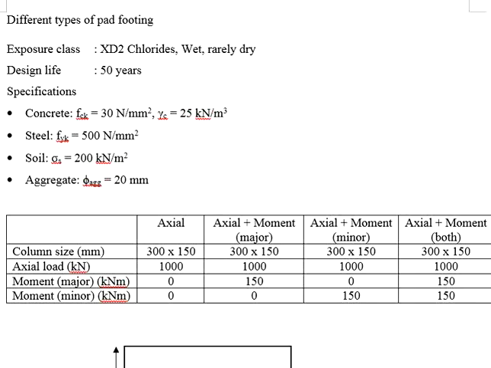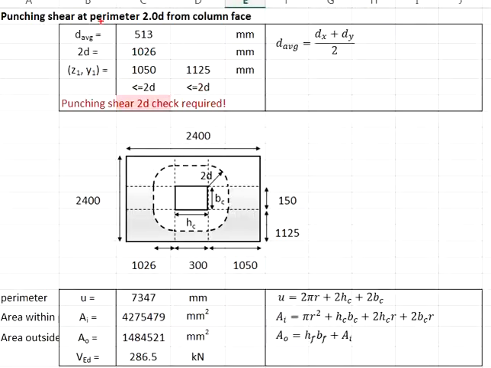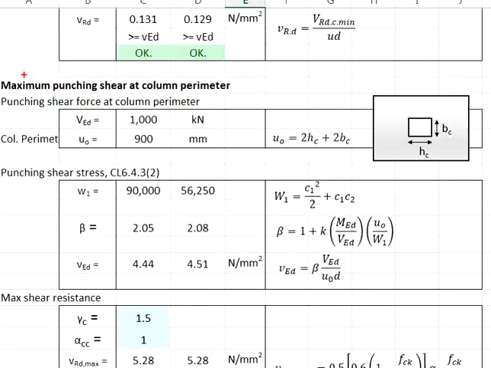Hi, let us continue with our design example of the pad footing subjected to axial loads together with the moment acting in both the major and the minor axis. We have done checking the punching shear at the perimeter of 2D from the column face. Next, we will need to check for the maximum punching shear at the column perimeter. This is another mechanism that a pad footing can fail.